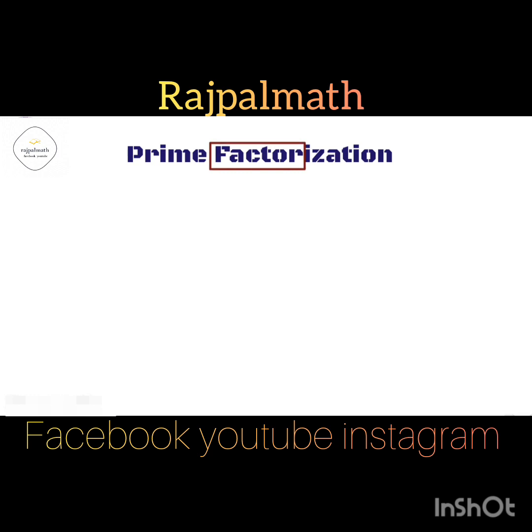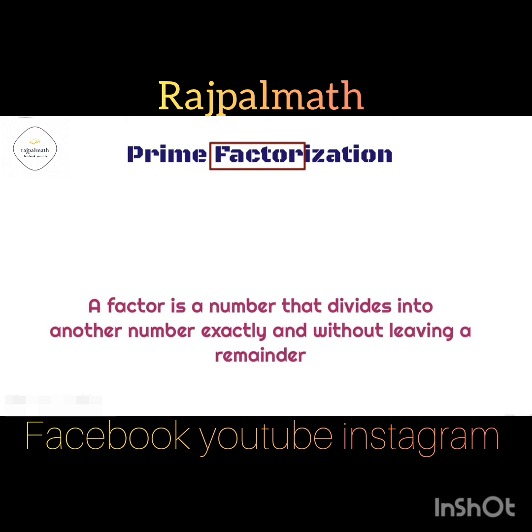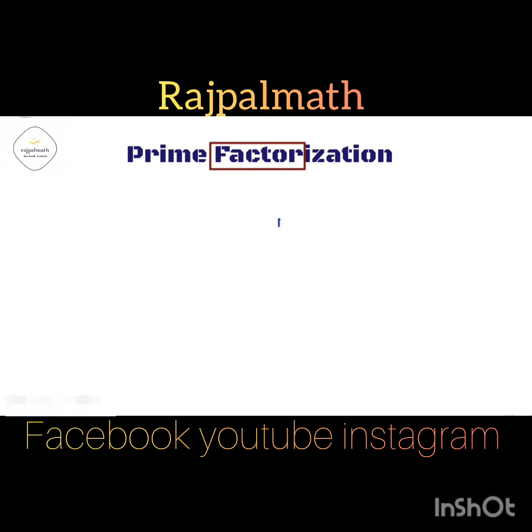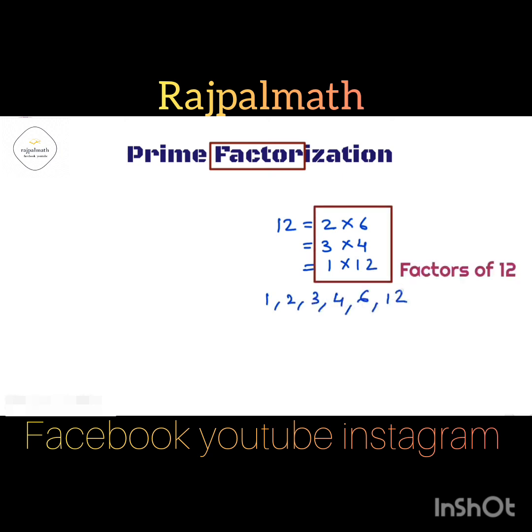Let's first understand the meaning of the word factor. A factor is a number that divides into another number without leaving a remainder. For example, let's take the number 12. It can be written as a product of two numbers, 2 and 6. So 2 and 6 are factors of 12. Also it can be represented as 3 into 4 and obviously 1 into 12. So the numbers 1, 2, 3, 4, 6 and 12 are all factors of the number 12.